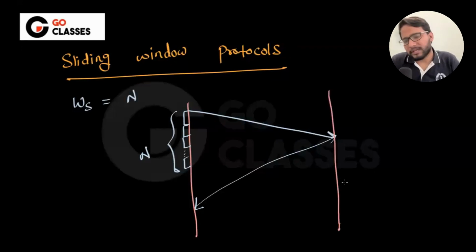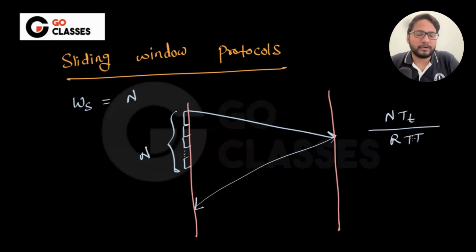There are many ways to look at it. You can say, okay, how much time are you utilizing? N into TT time you are utilizing out of RTT, right? This is one way to look at the efficiency here.